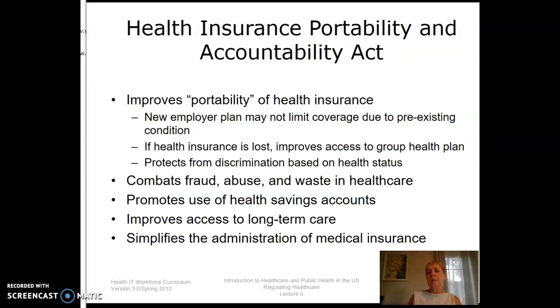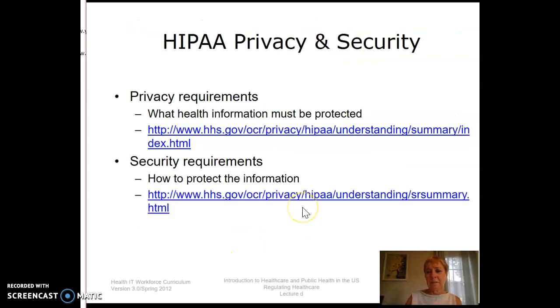If you would lose your health insurance, it improves access to group health plans. It protected from discrimination based on your health status. The other thing it does was combat fraud, abuse, and waste in healthcare, promoted the use of health savings accounts, which are becoming more common, improved your access to long-term care, and simplified the administration of medical administration.